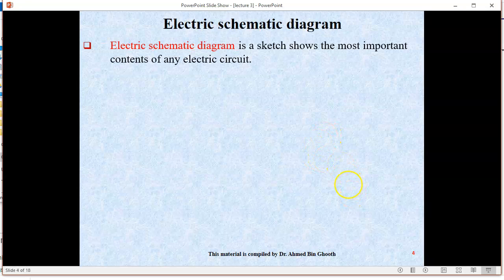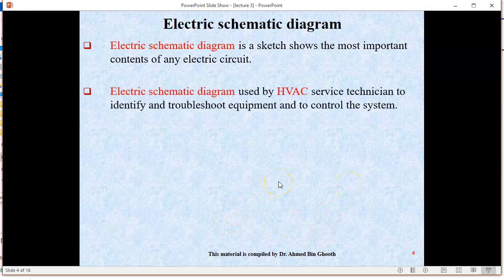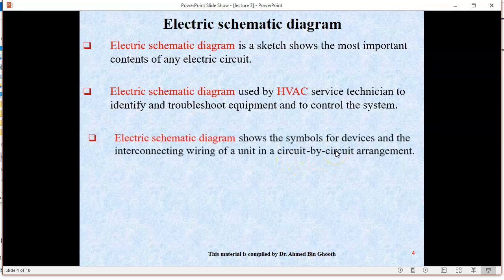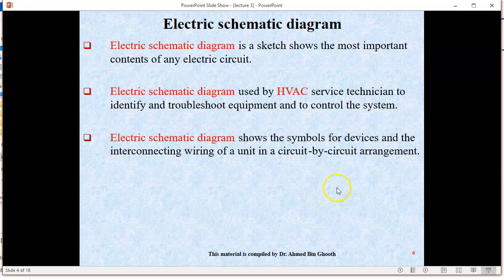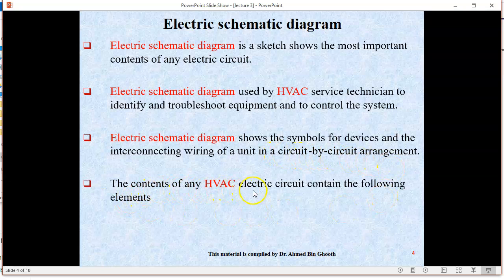So an electric schematic diagram is a sketch, as shown, of the most important content of any electric circuit. An electric schematic diagram is used by an HVAC service technician to identify and troubleshoot equipment and to control the system. So as engineers, we need to design it. They use it, but we need to design it and also be able to read it. An electric schematic diagram shows the symbols of devices and the interconnecting wiring of the units in a circuit arrangement.